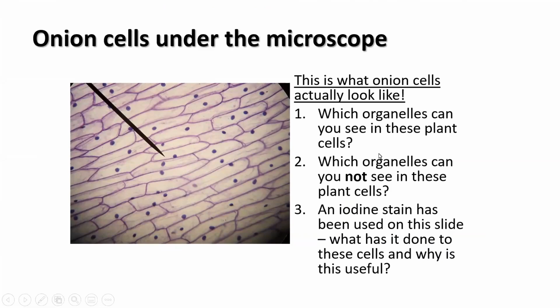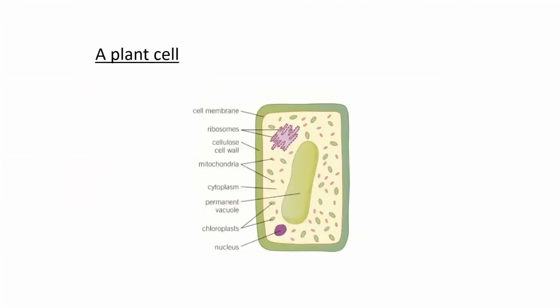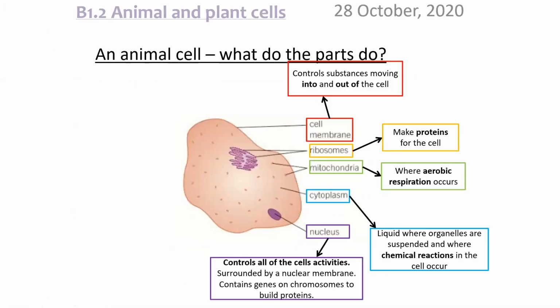So I said, why is iodine useful? It's because if it just wasn't stained, it would be completely clear. Like an onion, if you look at the outer skin, it's very clear, and we wouldn't be able to see it. Okay, so we cannot see most of the other organelles. Let's go back. We can only see the nucleus. We can't see any of these other things. Only the nucleus.